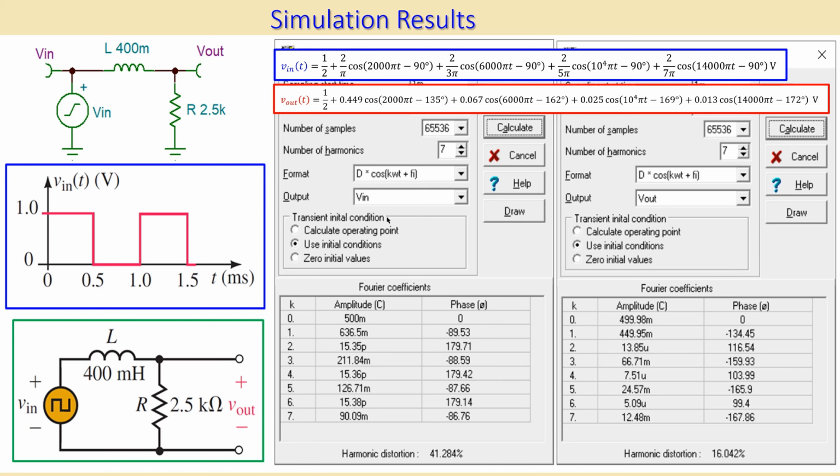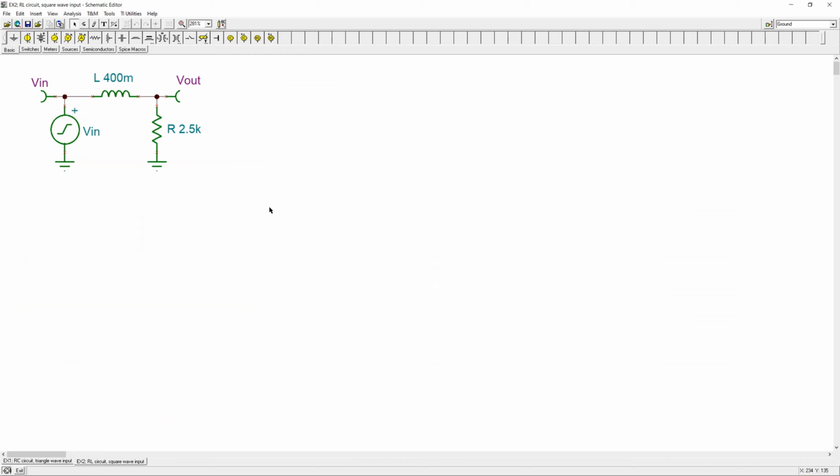So let's jump to the SPICE screen. So this is our SPICE simulation. This is our circuit. I have built the circuit again here. You can see this is the inductor of 400 millihenries. This is the 2.5 kilo ohm resistor. This is my input. This is my output node for the measurement, and this is my input.